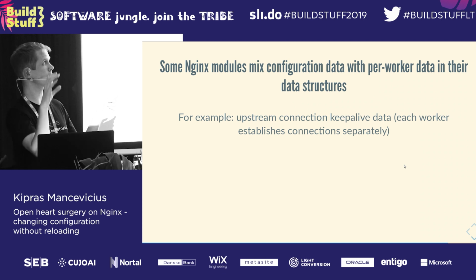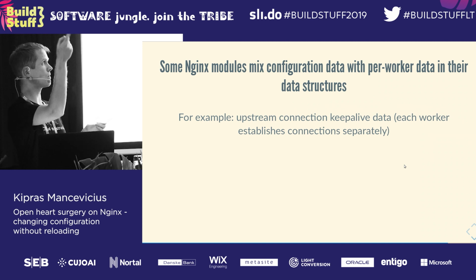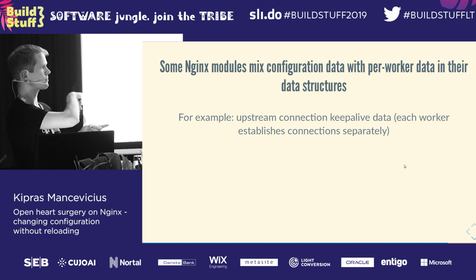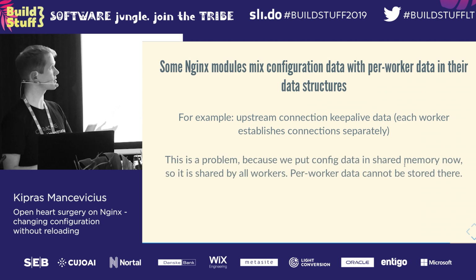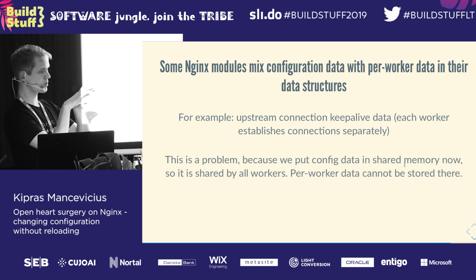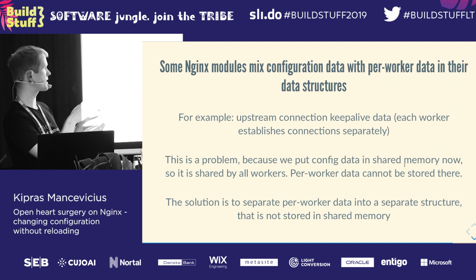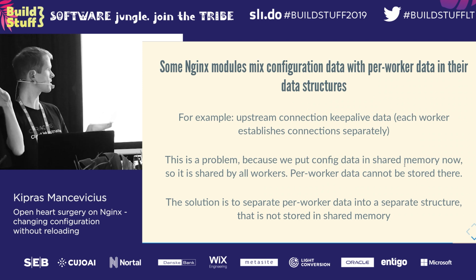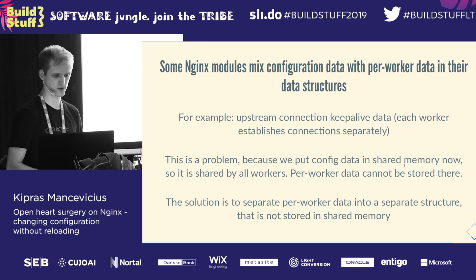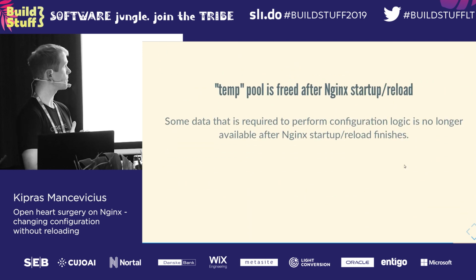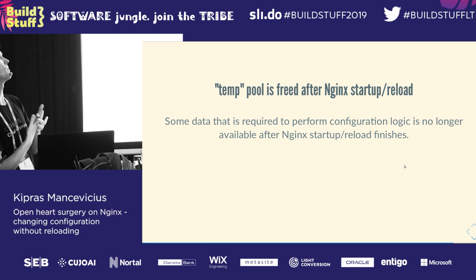So now, when you update the config, when one worker stores a keepalive, it actually affects the other workers as well. But workers have connections separately, so you can't really share that. Bad things happen if you share it. So in that case, you take these things which are per worker and separate them out into different structures that are per worker. There's another thing called a temporary pool.